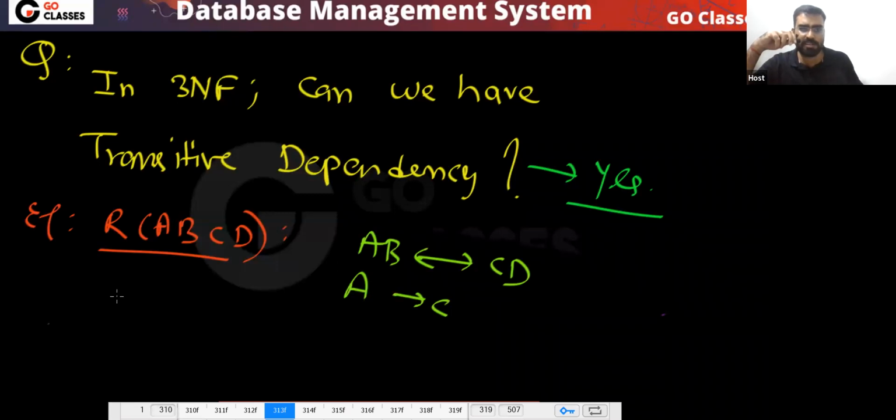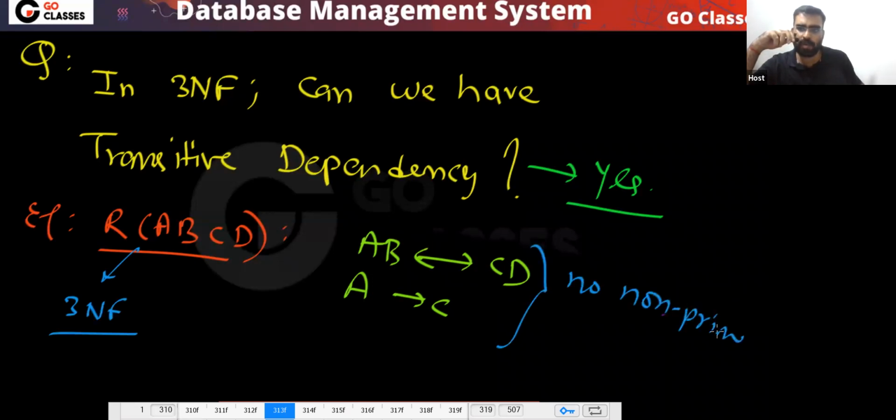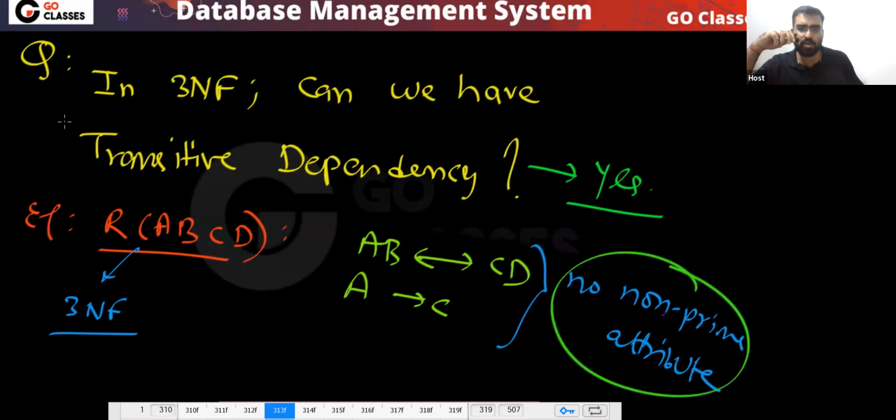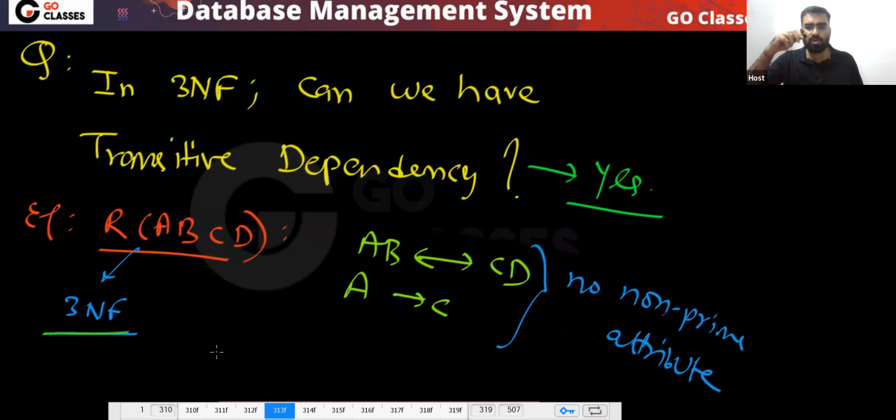So this is in 3NF, right? Yes or no? This relation is in 3NF. Why? Because there is no non-prime attribute in this relation. So this relation is in 3NF because we do not have any non-prime attribute. There is no violation of 3NF.